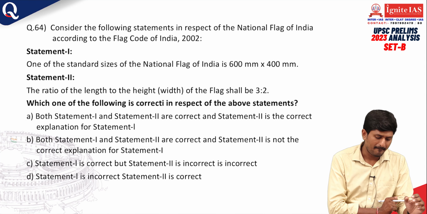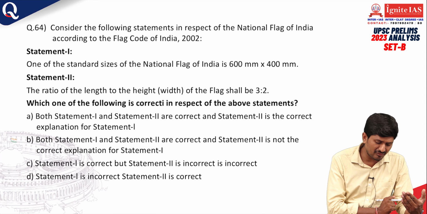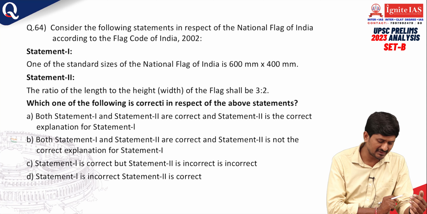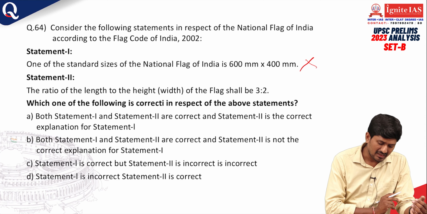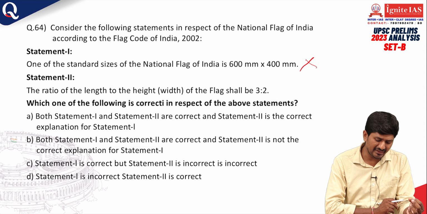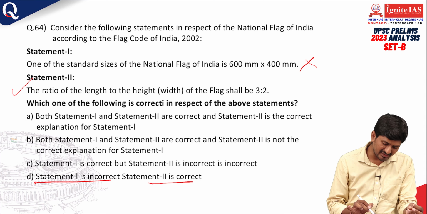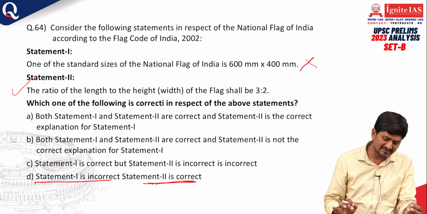64th question. Consider the following statements in respect of the national flag of India according to the Flag Code of India of 2002. 2 statements have been given. First one, one of the standard sizes of the national flag of India is 600 mm into 400 mm. Actually, this dimension is wrong according to the list of dimensions provided in the code. 9 dimensions have been provided, where this particular statement does not fit. So hence, statement number 1 is incorrect. Coming to the second one, the ratio of length to height of the flag shall be 3:2. This is correct according to the Flag Code of India. Hence, what is the right answer? Statement number 1 is incorrect, whereas statement number 2 is correct. Right, D is the answer.